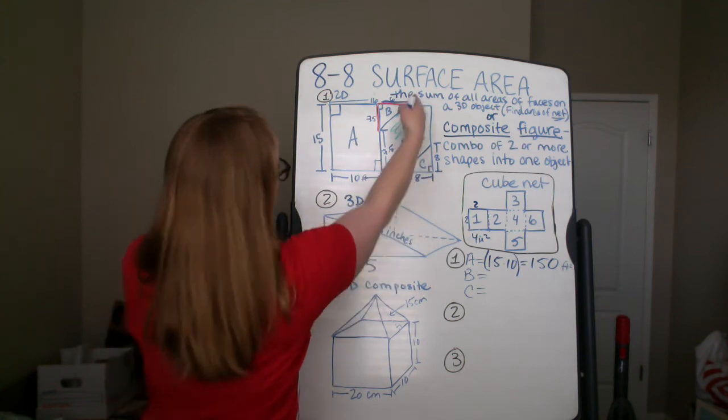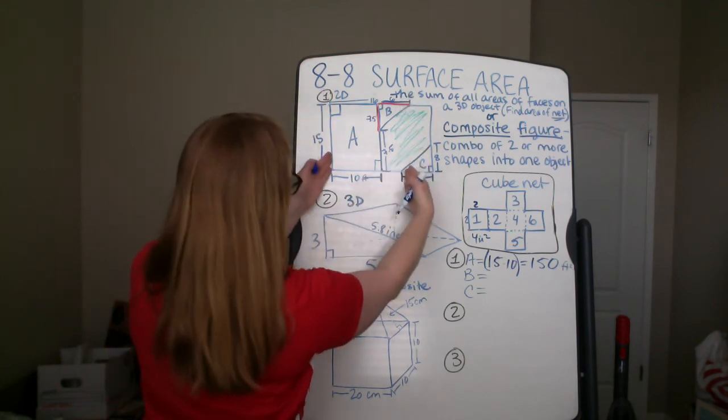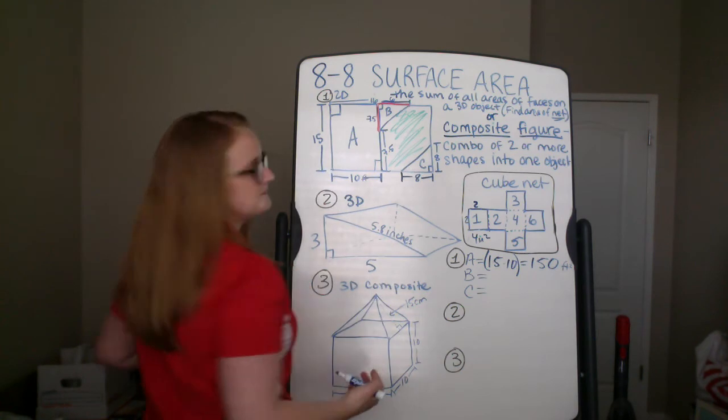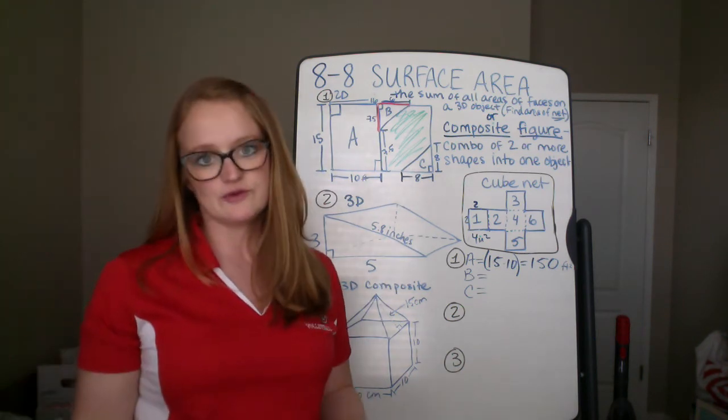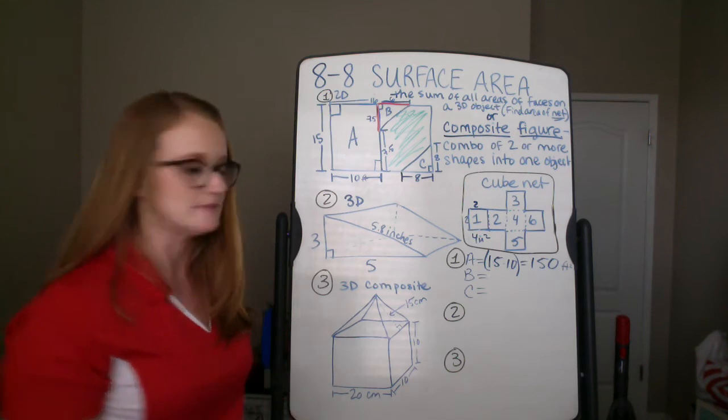In other words, if we did this parallel line all the way down to here, this would be 16 feet also. So sometimes you might have to look at parallel lines to find the dimension before you can actually find the area of a shape.